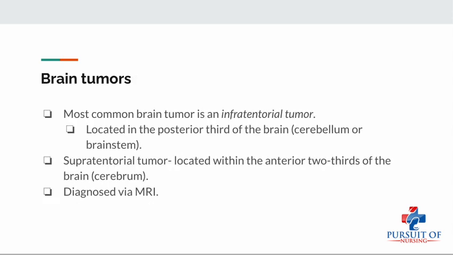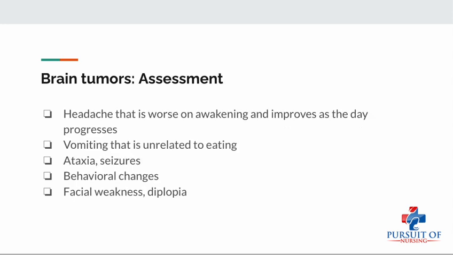Okay, brain tumors. The most common brain tumor is an infratentorial tumor. You also have a supratentorial tumor. Any brain tumors are diagnosed via MRI. The signs and symptoms of brain tumors are going to depend on the location and size in addition to the age of the child. Okay, so brain tumors, this patient may present with a headache that is worse in the mornings and then improves as the day progresses. They may have vomiting that's unrelated to eating, behavioral changes, facial weakness.